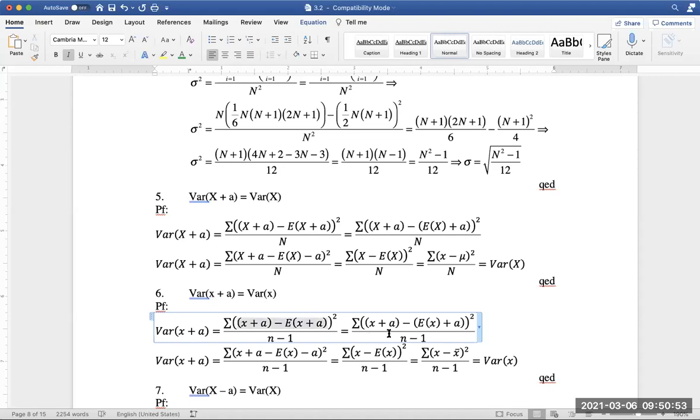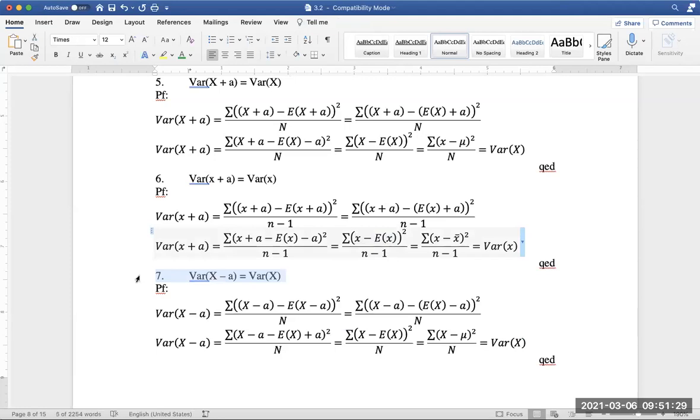By the previous section, the expected value of x plus a is the expected value of x plus a. Let me distribute the negative sign inside the parentheses. And so this is just equal to minus the expected value of x minus a. Well, the a's cancel. So this is just x minus expected value of x, the sample mean, squared all over n minus 1. But that's the variance of x. And that's what I wanted to show.